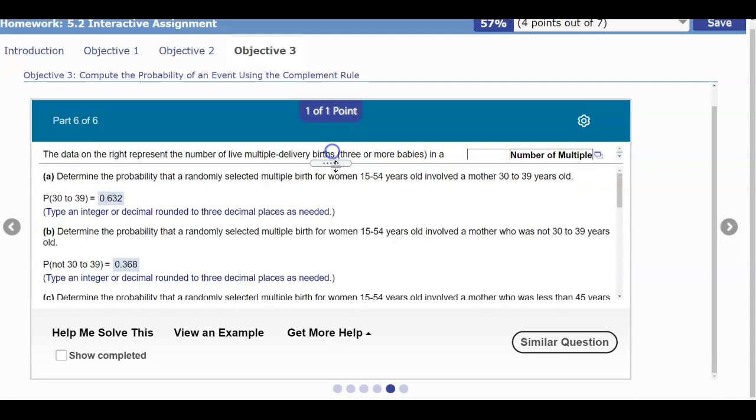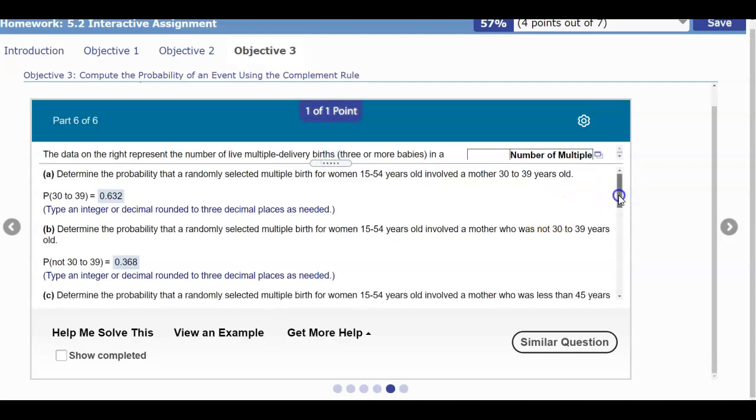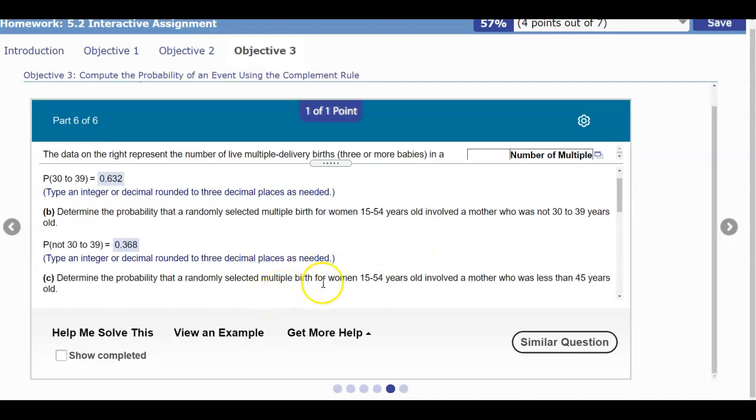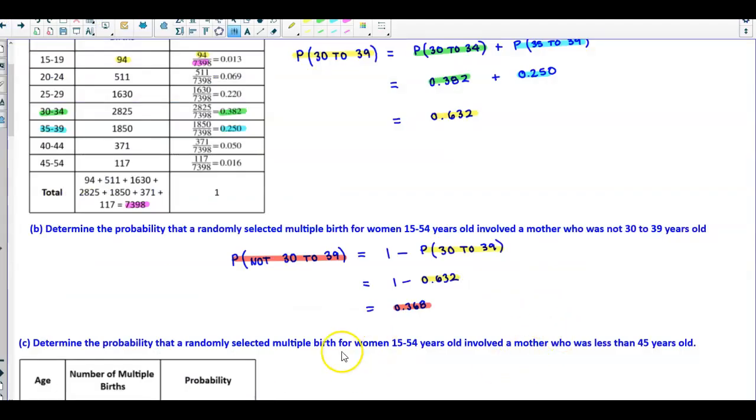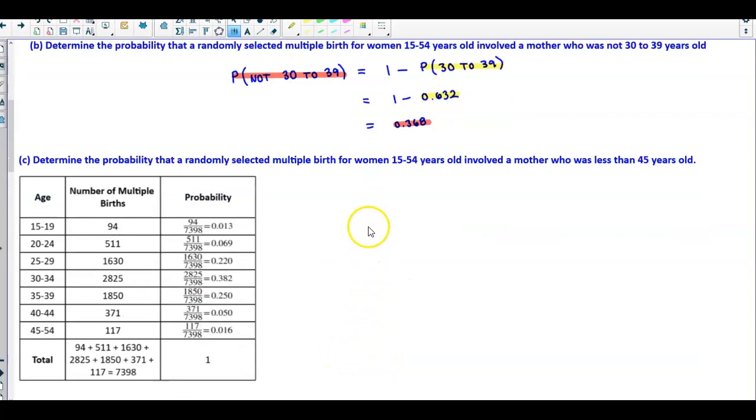Now, the next question says to determine the probability that a randomly selected multiple birth for women 15 to 54 years old involved a mother who was less than 35 years old. Again, we want to use the idea of the complement. If we want to find a mother who is less than 45 years old, what we're looking for is the probability that is less than 45. That's going to equal 1 minus the probability that is greater than or equal to 45.